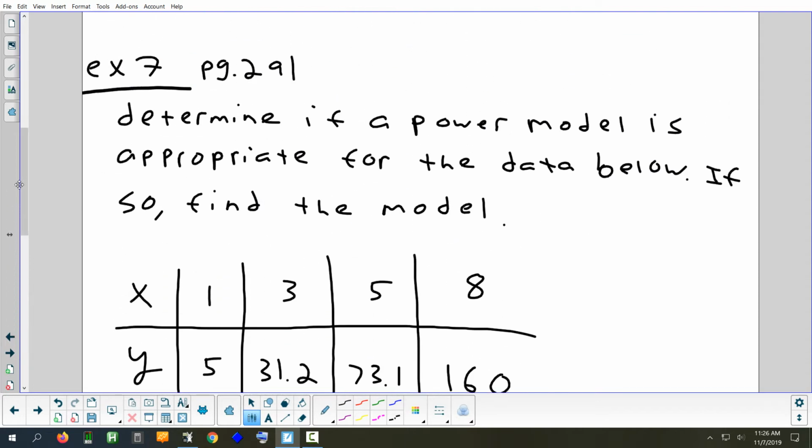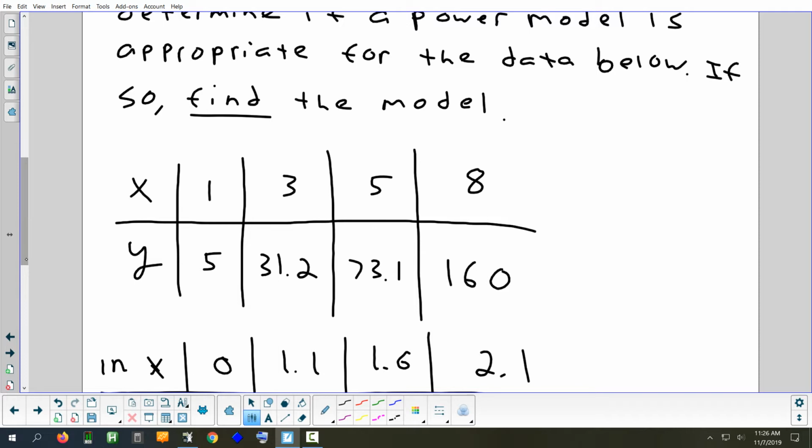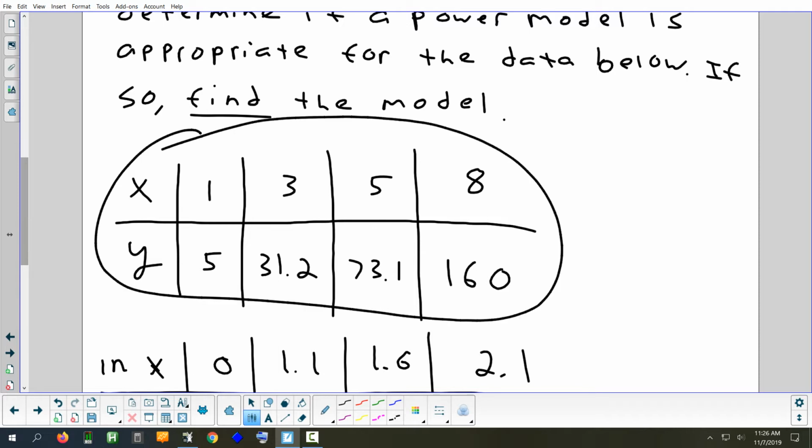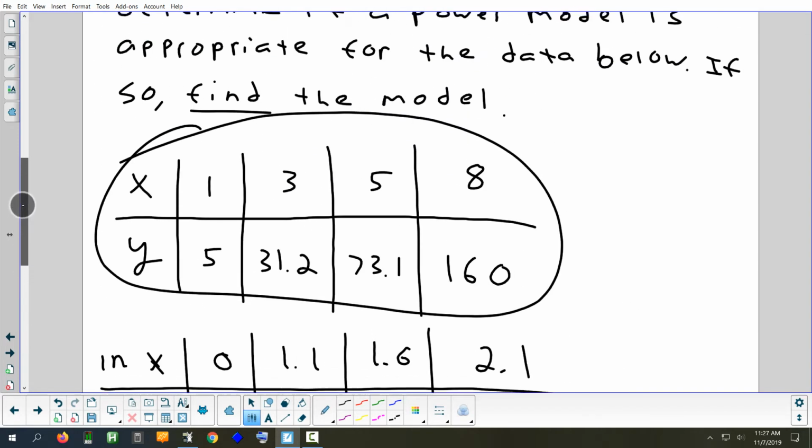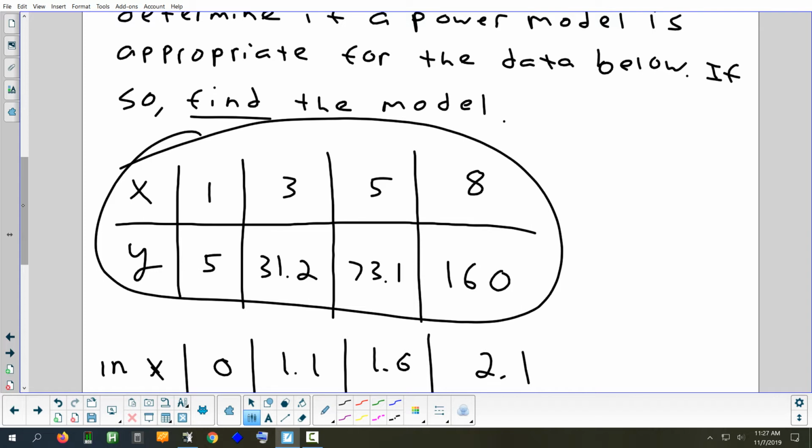Now we've determined that it's appropriate. If it was, now find it. So now we need to type these original points into the calculator. This ln table is done. We don't ever need it again. That table was purely just to see if a power model was the right tool. Okay, so you can get rid of the ln table. Go back to the original.